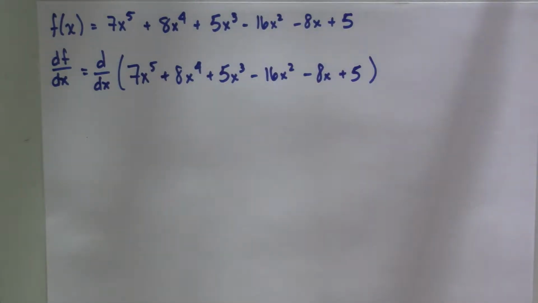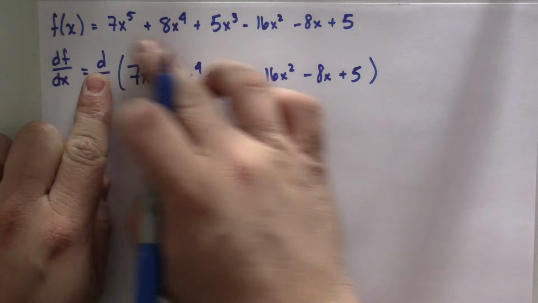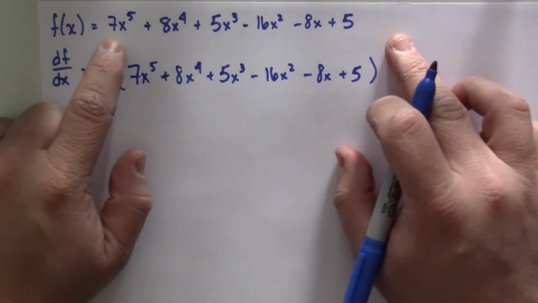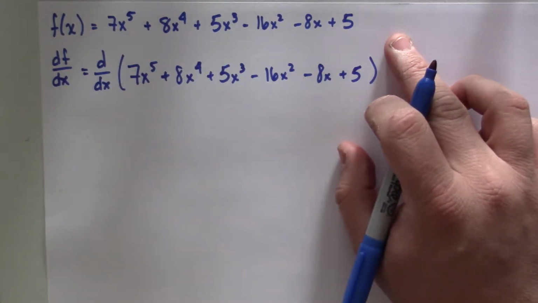I am going to show you the absolute worst derivative you have ever seen, and I'm going to show you how easy it is by using the rules that we're developing here in section 3.3. So I have f of x is this quintic function. It has a power of 5. It has a degree of 5.